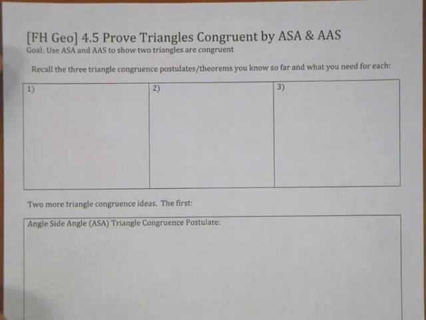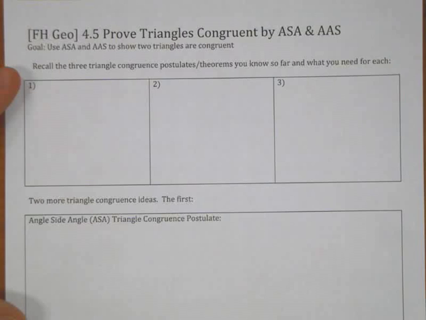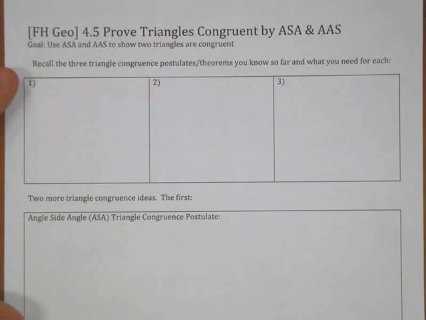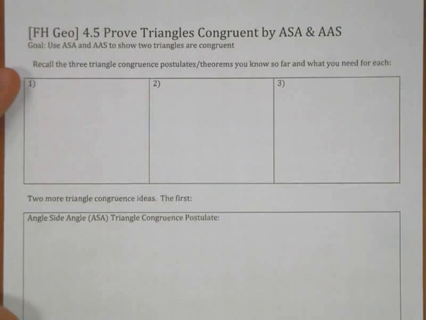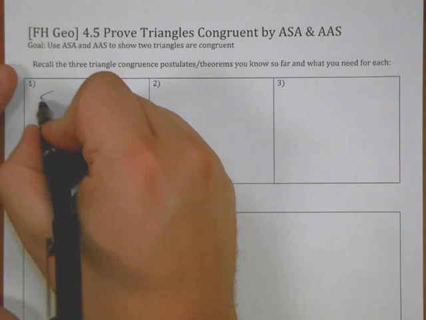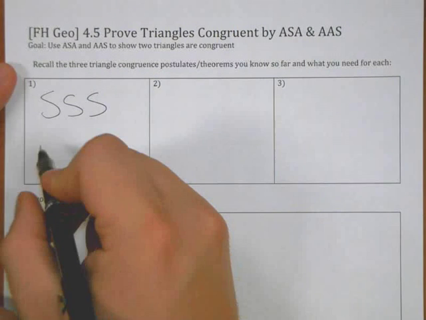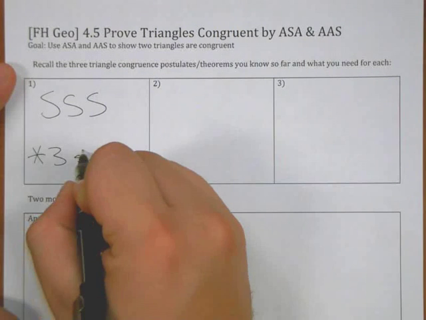Here are the notes for Geometry Section 4.5, Proving Triangles with ASA and AAS. So recall from the previous two sections, we have three triangle congruence postulates and theorems. The first one is SSS, and the information we'll need is three sides.